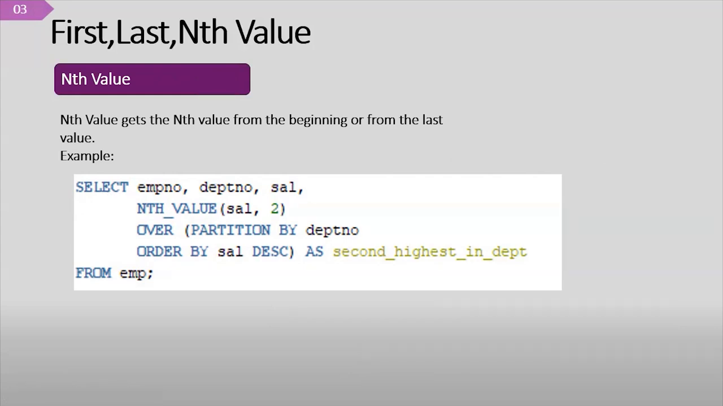Here we have a mistake: you must specify unbounded preceding and unbounded following, or it will get wrong data and wrong values. So don't forget, using nth value and last value, you must specify this condition.